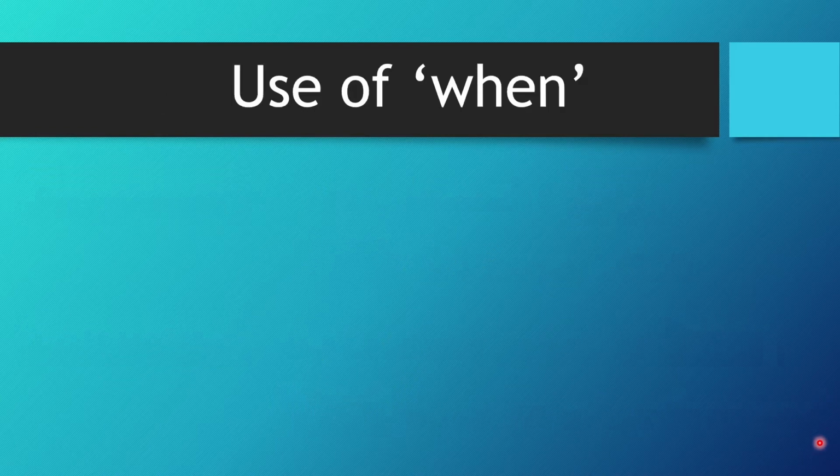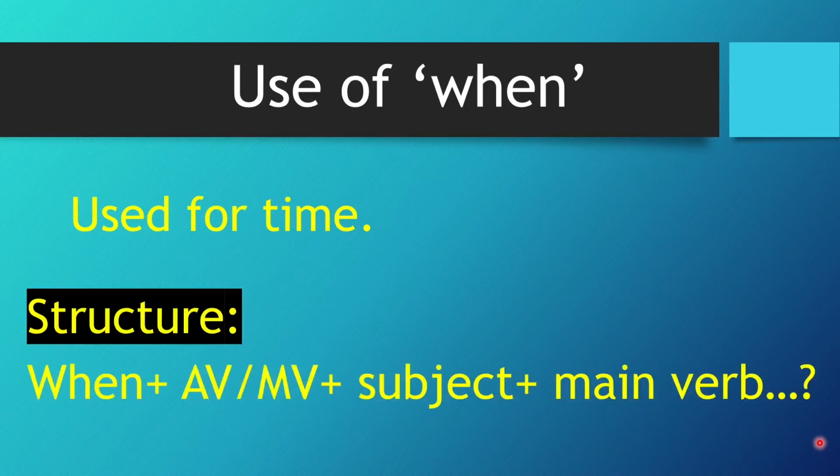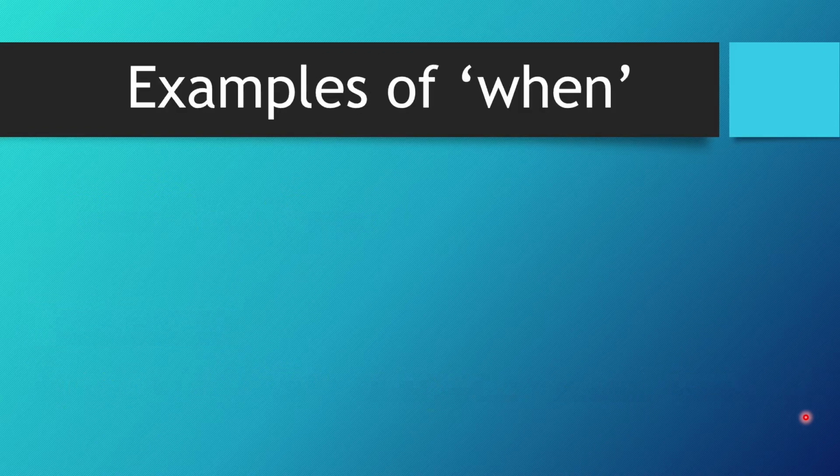Now let's see the use of when. When is used for time. Let me show you the structure. When, after that there will be auxiliary or modal verb. After that there will be subject and the other parts of the sentence. And at the end, of course, question mark. Now let's have some examples.